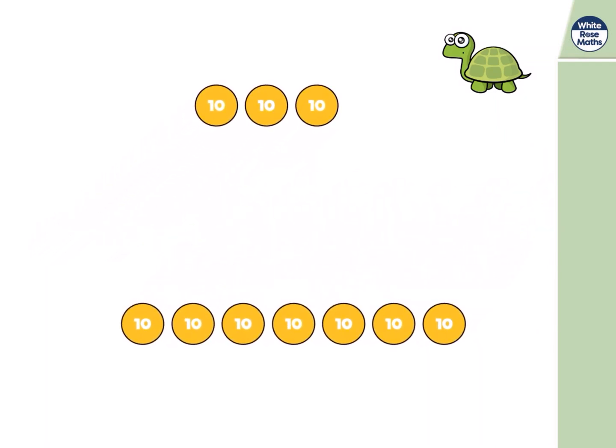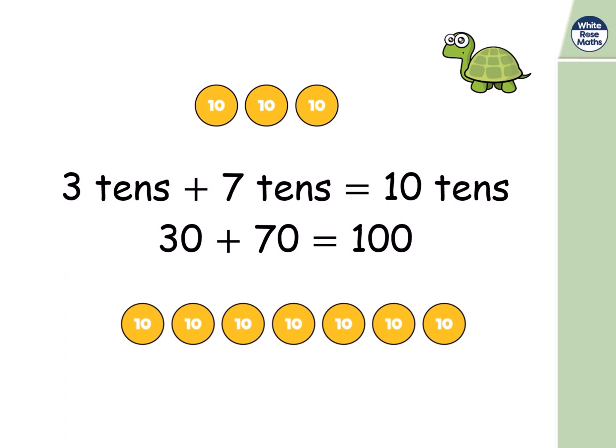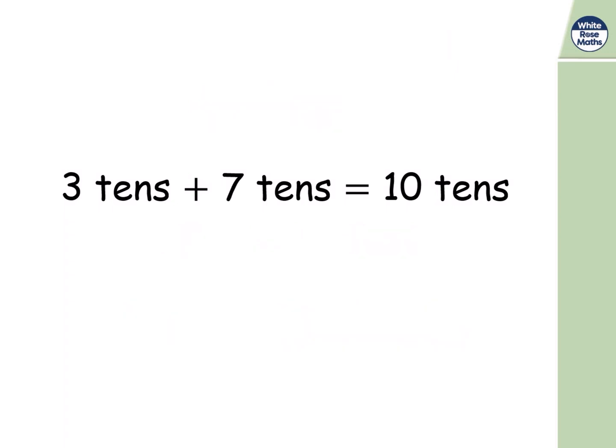Instead of 2 tens and 8 tens, now we've got 3 tens and 7 tens. 3 tens plus 7 tens is equal to, that's right, 10 tens. We can write this as 30, or 3 tens, plus 70, or 7 tens, is equal to 100, or 10 tens. But that's not the only way they could be split either.